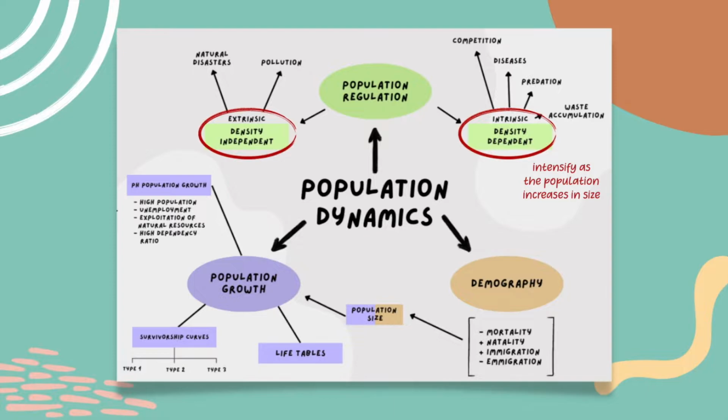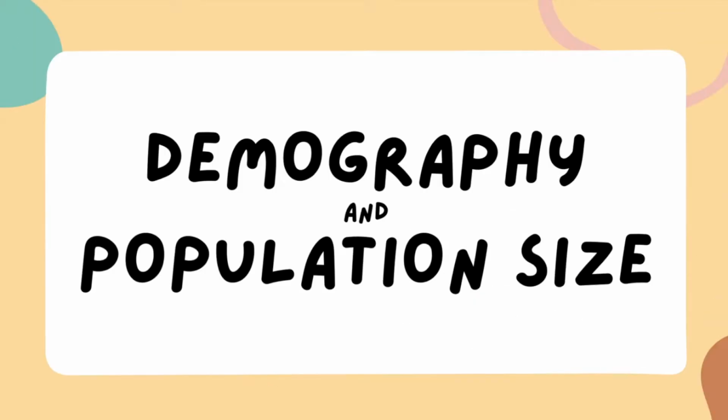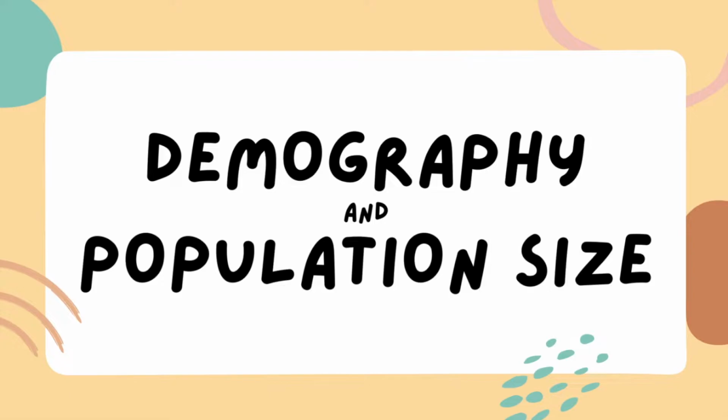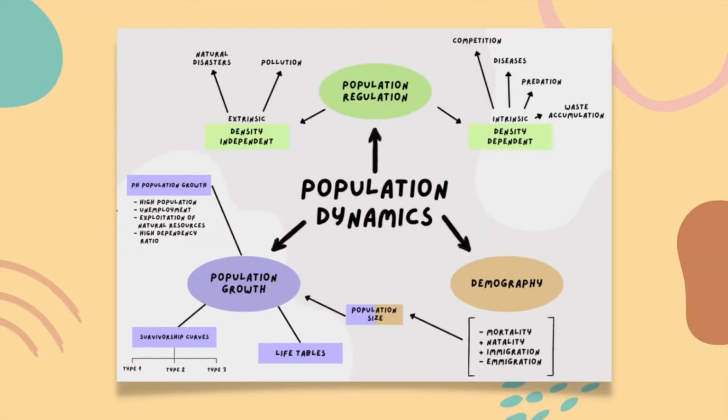In contrast to density-dependent factors, density-independent factors exert the same influence on a population regardless if it is large or small. Hence, it is also independent of how dense the population is. An example of which, as shown in this mind map, would be pollution and natural disasters such as fires and severe weather.